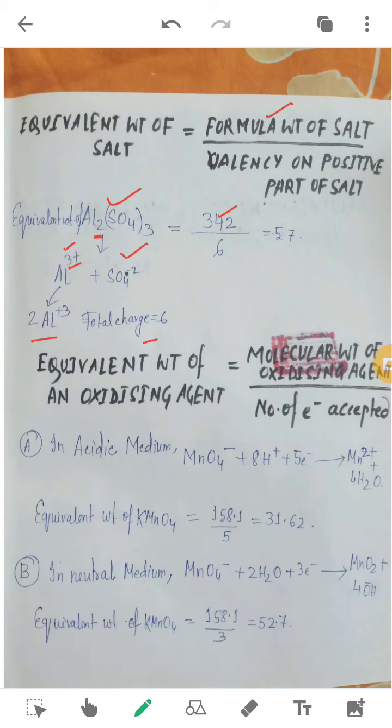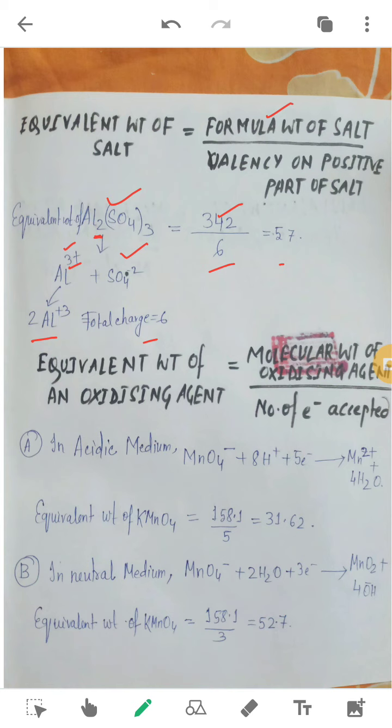Then we write the formula weight, which is 342, and divide it by the total charge which we got on the positive part. Anyways, the positive part and the negative part will give you the same number, so go for the positive part only. Divided by 6, that will give you 57 as the answer.